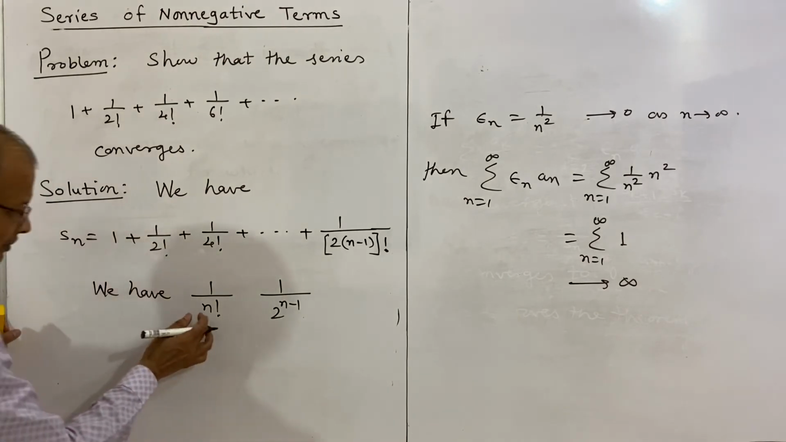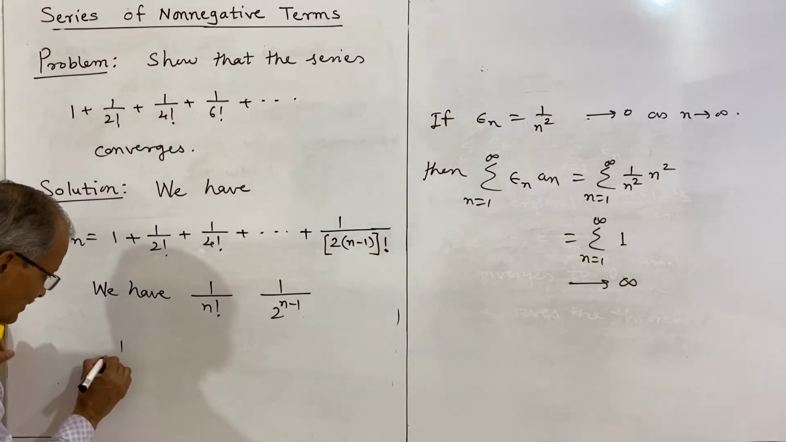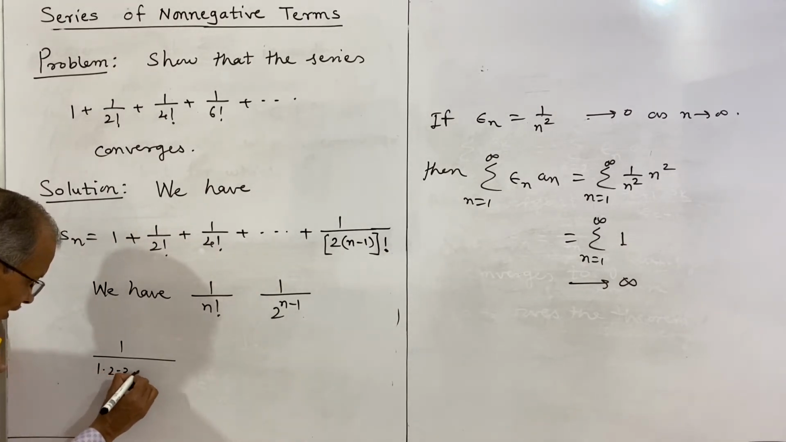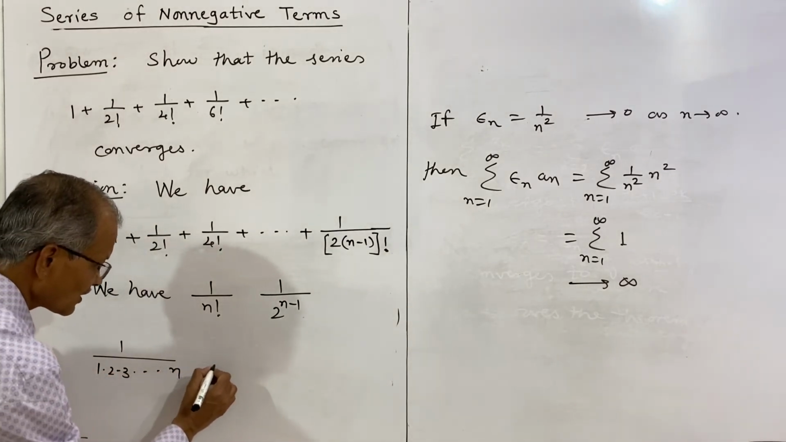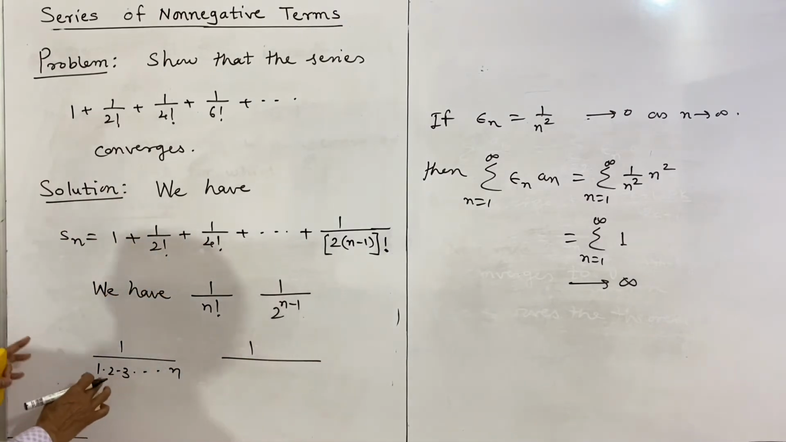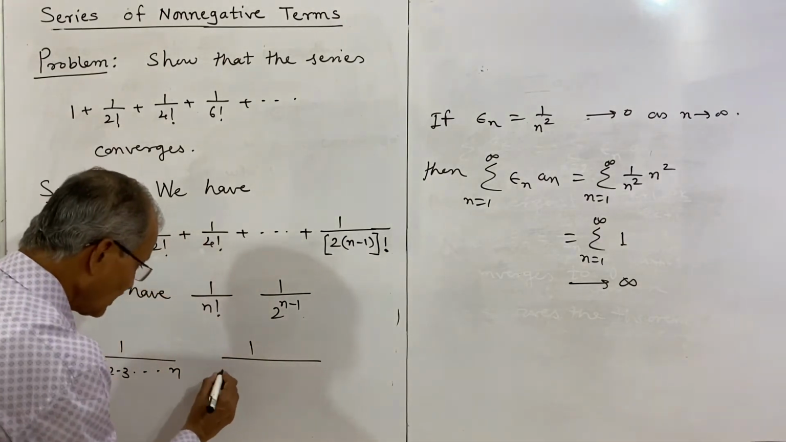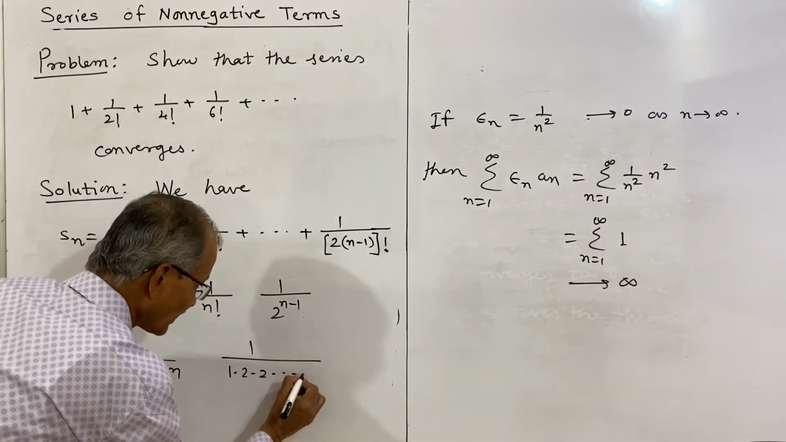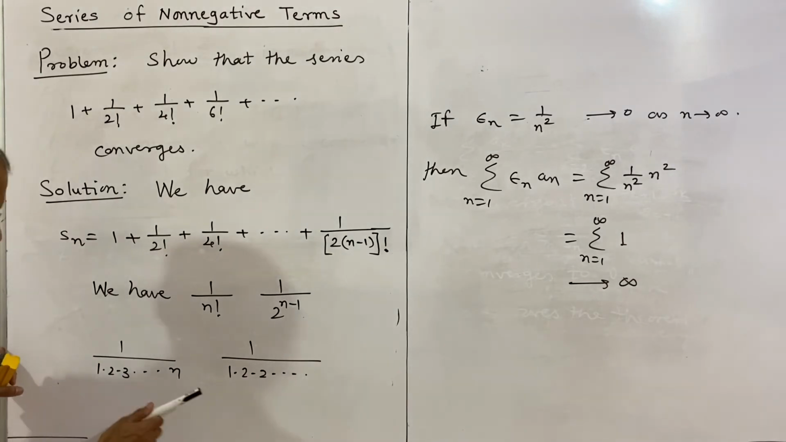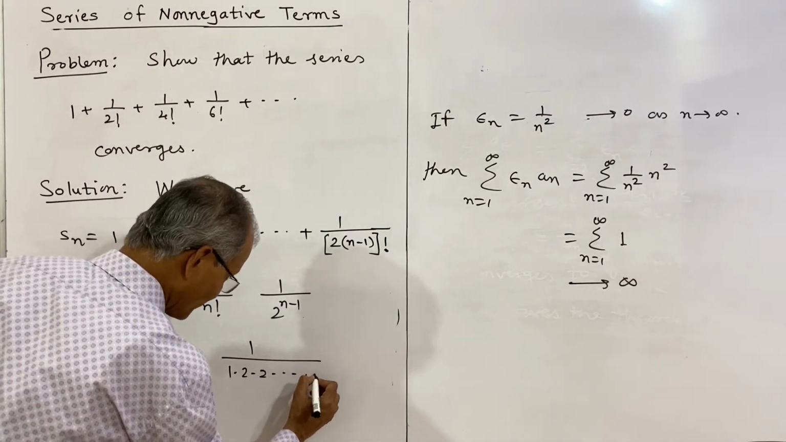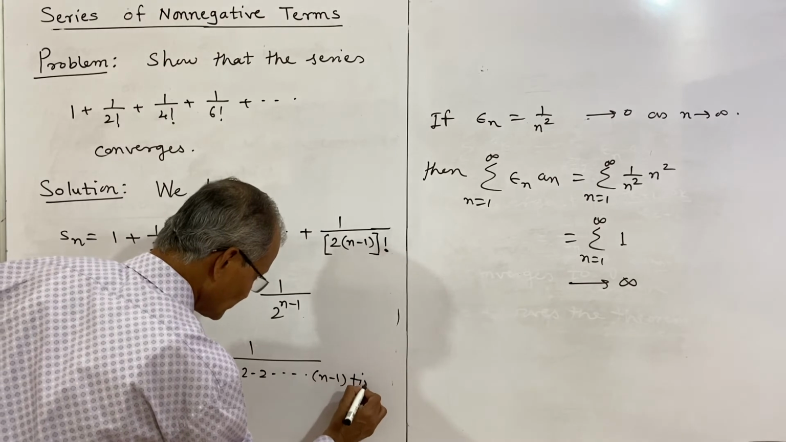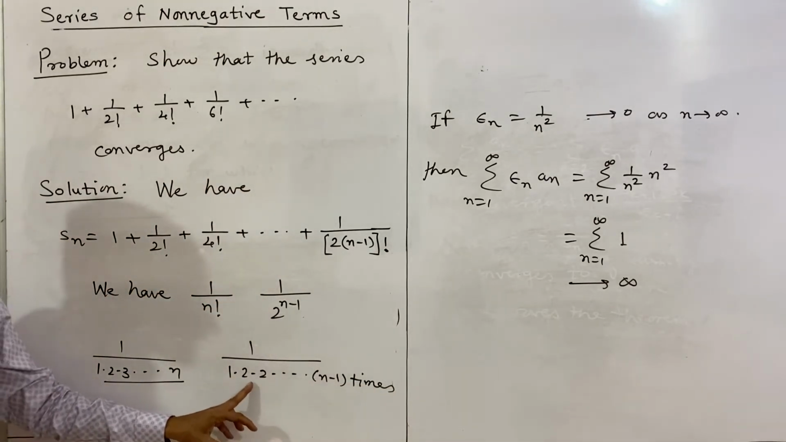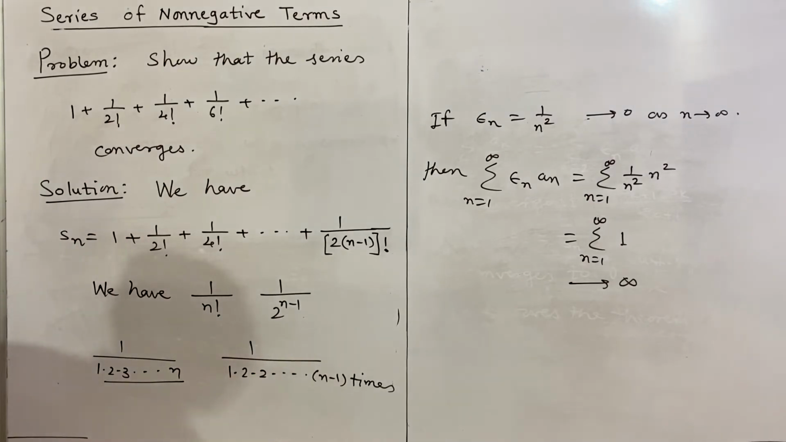So, 1 upon n factorial can be written as 1 into 2, etc. So 1 into 2 into 3 up to n, and if you replace each term by 2, which is smaller, then this will be replaced by 1 into 2 into 2 into and so on. The last term is n minus 1 times, because these are n minus 1 terms. Each term is replaced by 2, and this is 2 power n minus 1.